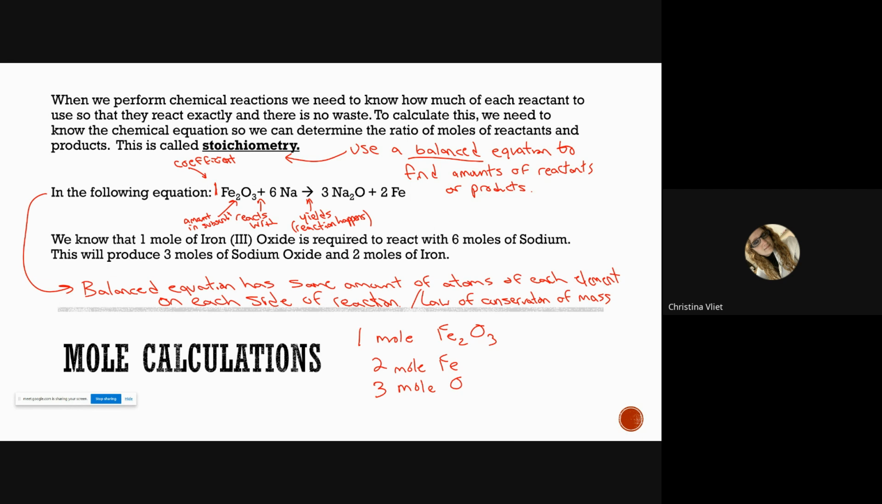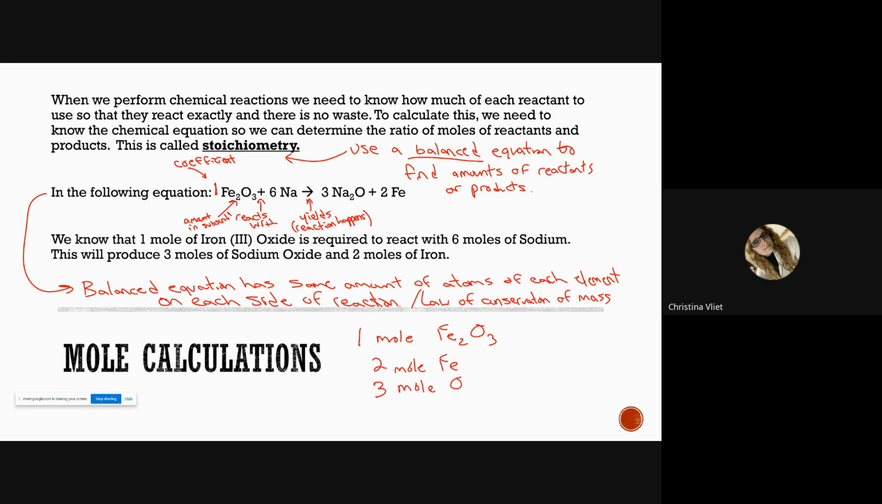All right, so how do we read this? We read this in moles. Can you think of this conceptually? If I got 1 mole of iron 3 oxide, and it requires 6 moles of sodium to react, if I had 2 moles of iron 3 oxide, how many moles of sodium would be needed to react? 12. It goes up proportionally.